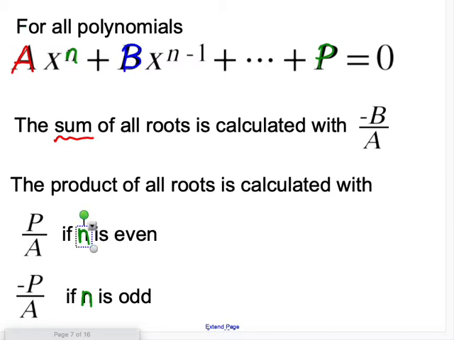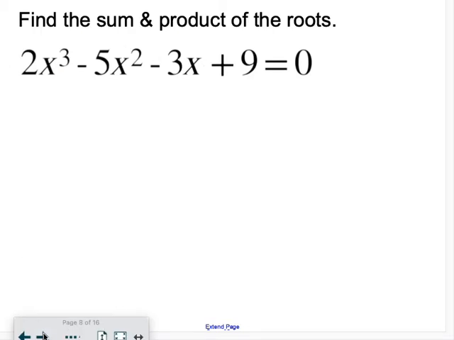If n is odd, right, 1, 3, 5, 7, 9, and so on, it's the same formula structure, but you have to take the opposite of P, right? So whatever P is, change its sign, divide it by A. That's going to be the product of an odd degree polynomial function. So far, so good? All right. You find the sum and product using your formula.